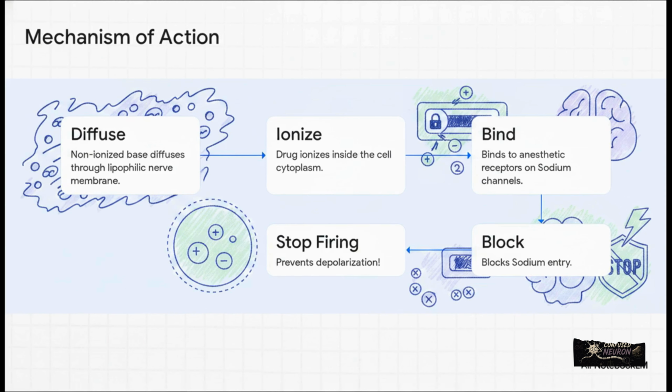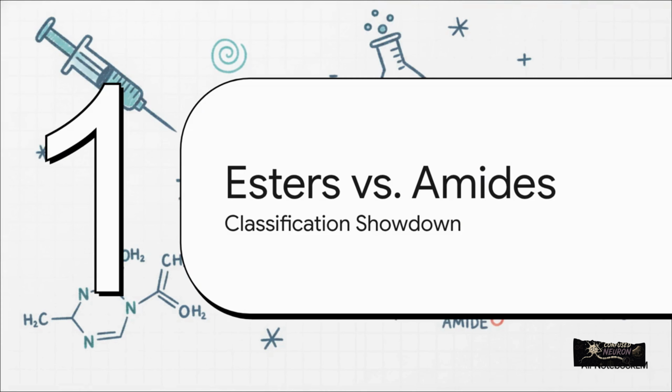So let's build out our mechanism of action algorithm step by step. Step 1. That non-ionized base diffuses right through the fatty nerve membrane. Step 2. Once it's inside the watery cytoplasm of the cell, the drug actually reionizes. Step 3. And this is the absolute knockout punch. This newly ionized drug binds directly to anesthetic receptors on the inside of the sodium channels. Step 4. It physically blocks sodium from entering the cell. And Step 5. No sodium entry literally means no depolarization. The nerve is physically blocked from firing a pain signal. You are efficiently numb.